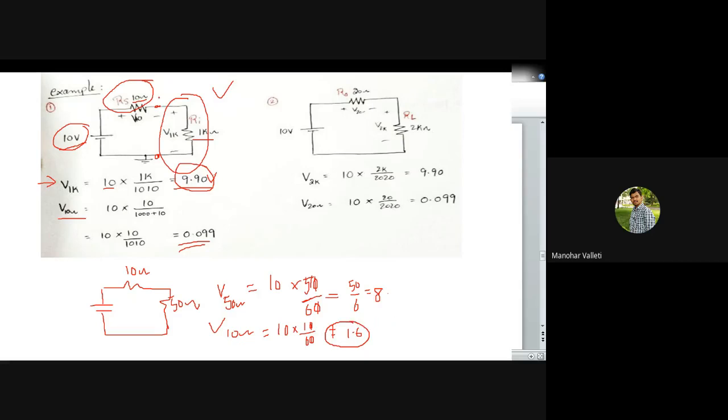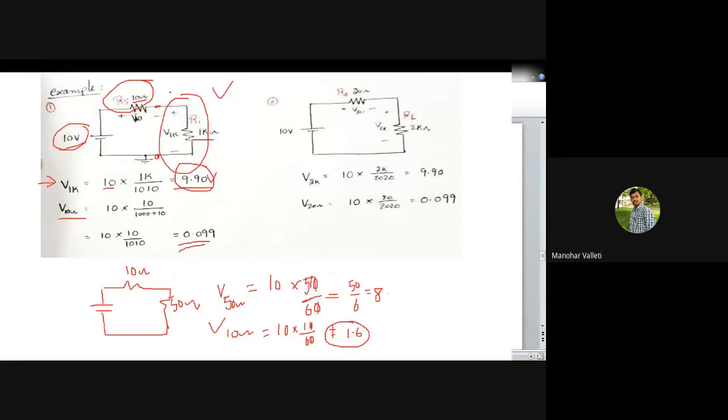So if you want to apply whatever input is there, the entire input has to appear at the input of the amplifier. Then you need the amplifier's input resistance to be as high as possible. Not only that, if the resistance is high, the current flowing into the circuit is also less, right?